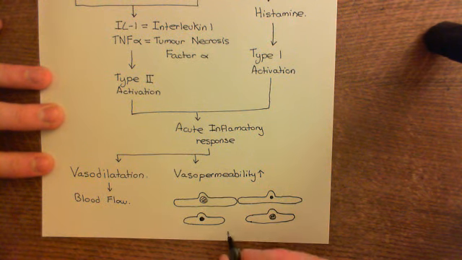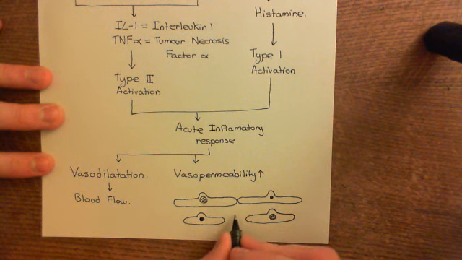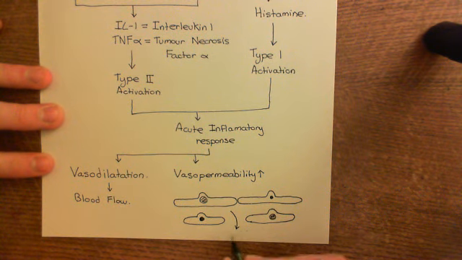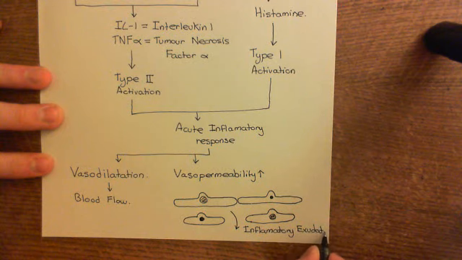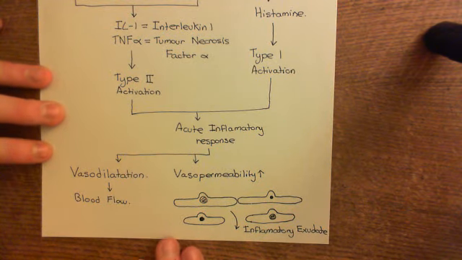Okay, but both of these things will lead to holes forming between the endothelial cells, and this is going to allow fluid to move from the blood into the interstitial fluid, and this fluid that you're going to move is what's known as an inflammatory exudate. So the fluid that comes out of the blood that wouldn't usually come out of the blood is known as an inflammatory exudate.